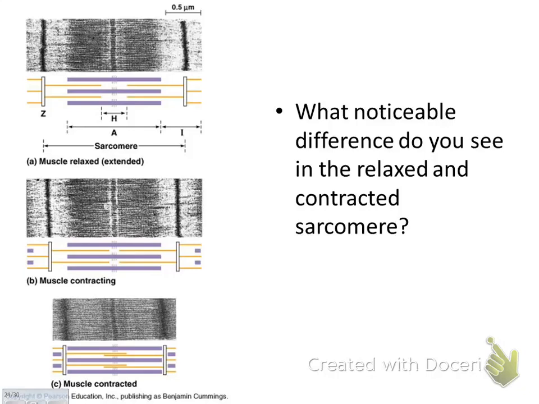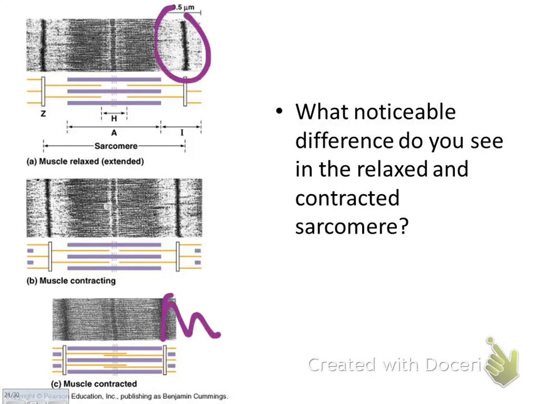Okay, look at this picture. What do you notice is the difference between the relaxed and the contracted sarcomere? So y'all check that out. Yeah, they're not as close together on the middle one as they are on the bottom, right? So they're not as close together. What else do you notice? There's more white in the relaxed. Yeah, you can see the white area right here, and it's not right there.